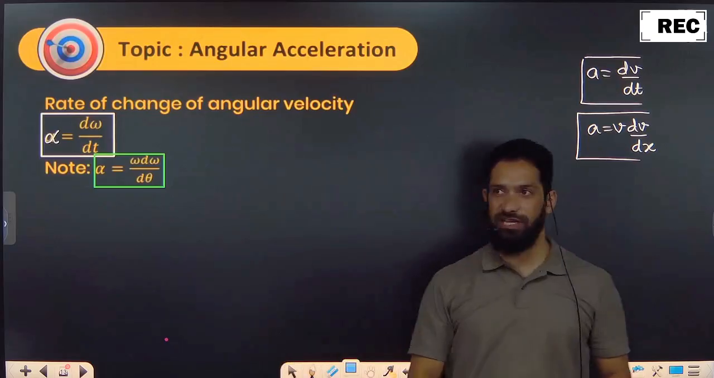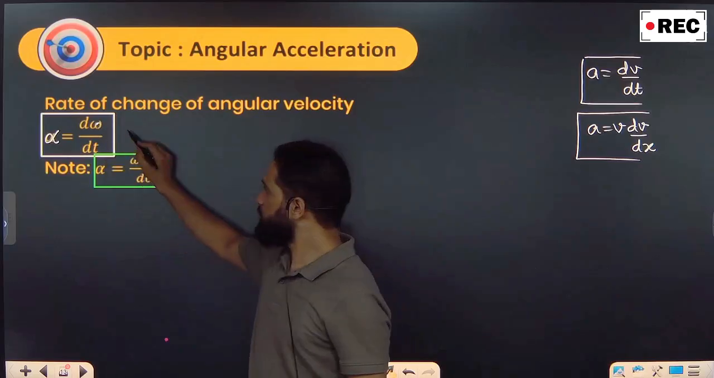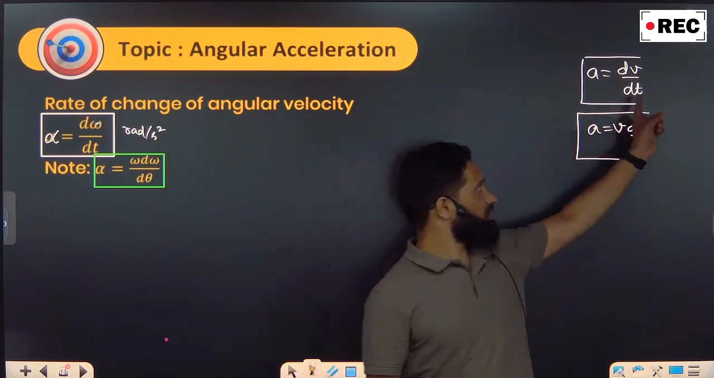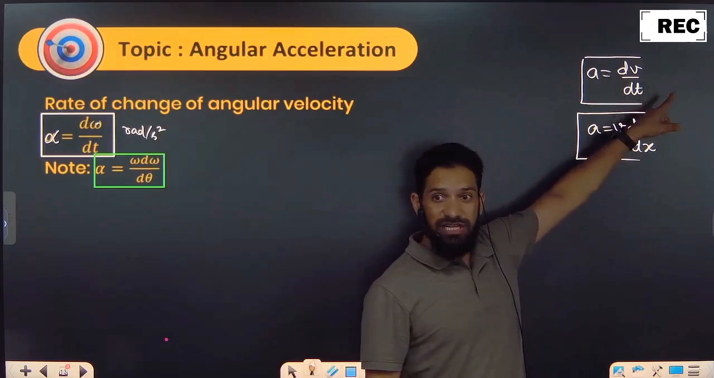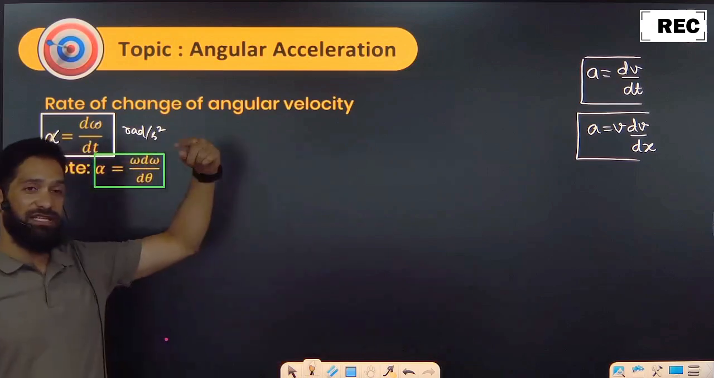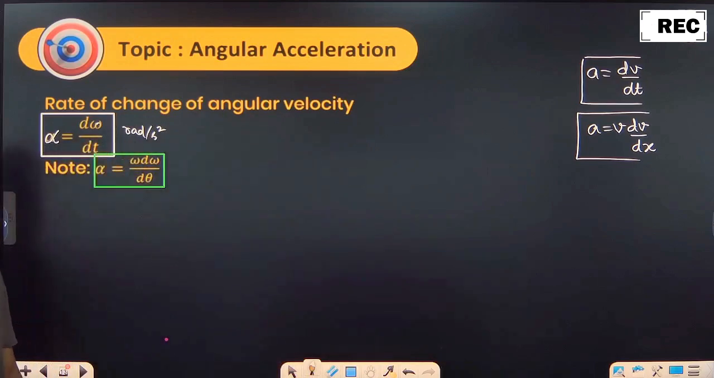So what should be the SI unit of it? It is radian per second, per second, so radian per second square. What was the SI unit of linear acceleration? Meter per second square. Here it is radian per second square, because there the distance covered is in meters, and here the angle subtended is in radians. Got it?